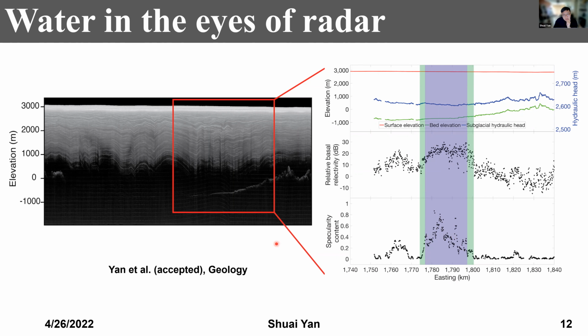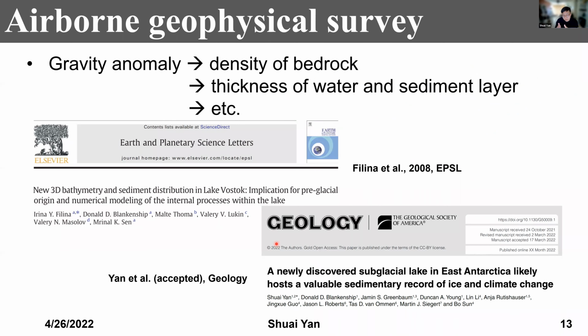So that's radar. And when we also have gravity anomaly measured, we can do an inversion on that anomaly and get a lot of different information, say the density of the bedrock. And if there's water, we can estimate how thick the water is. And if there's sediment, then we can put that sediment layer into the inversion model and get an idea of how thick the sediment is. And here are some examples of using this method.